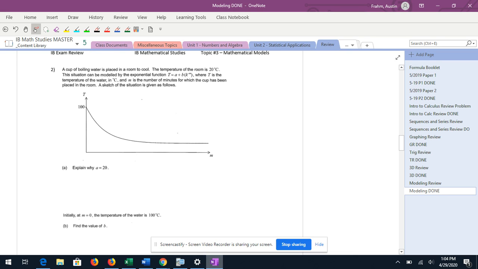Problem number 2, it says a cup of boiling water is placed in a room to cool. The temperature of the room is 20 degrees Celsius. This situation can be modeled by the exponential function t equals a plus b times k to the negative m power, where t is the temperature of the water in degrees Celsius and m is the number of minutes for which the cup has been placed in the room. A sketch of the situation is given as follows.